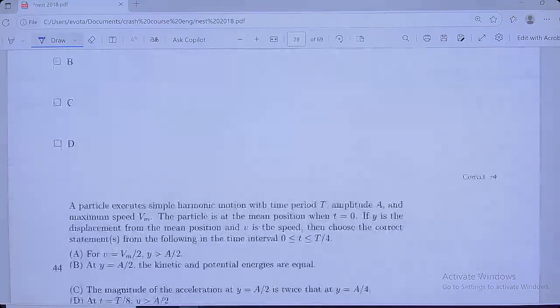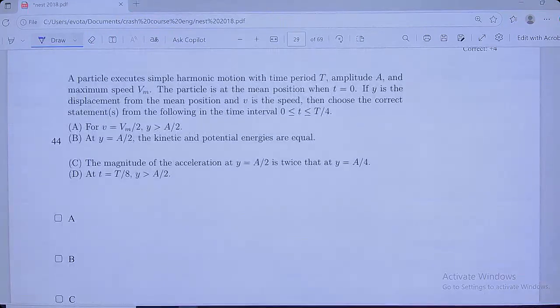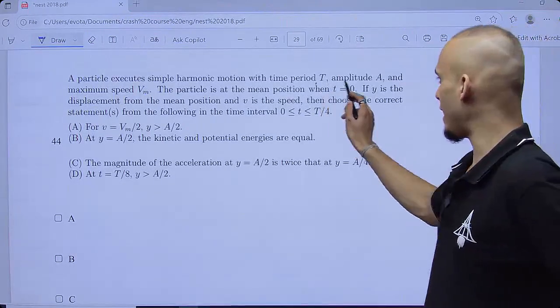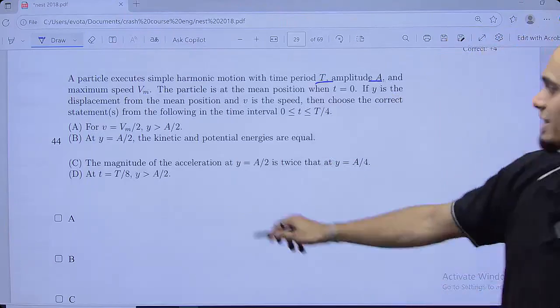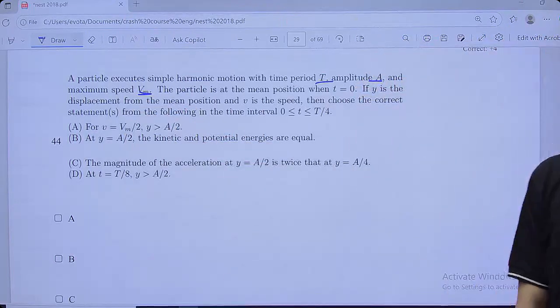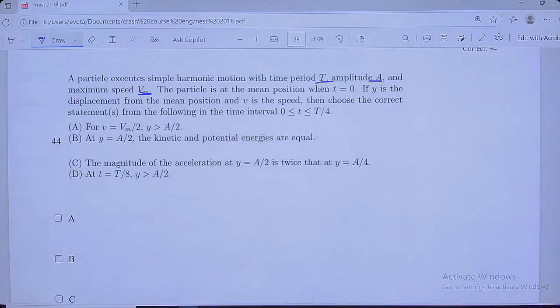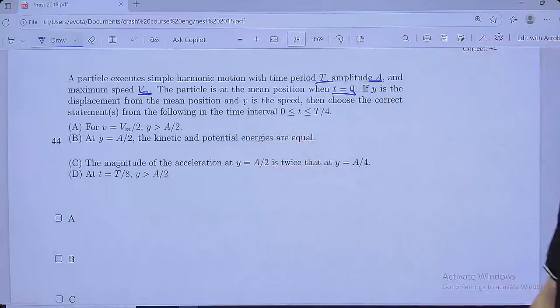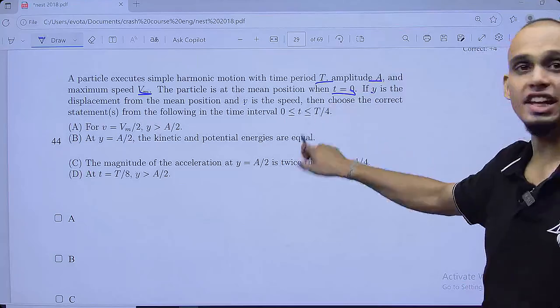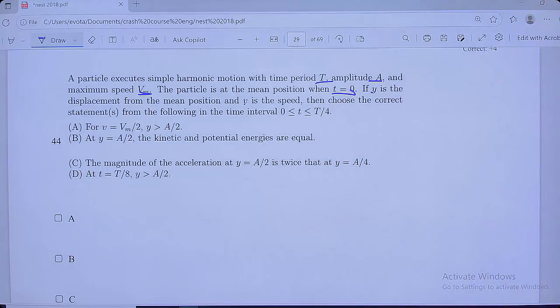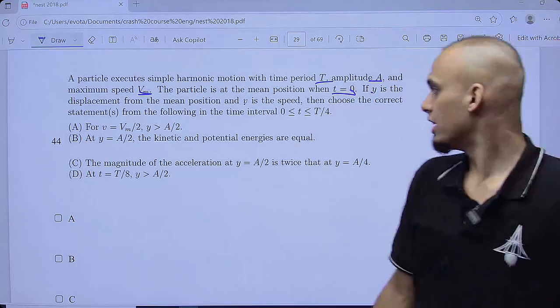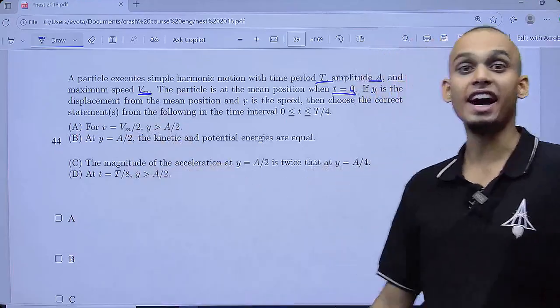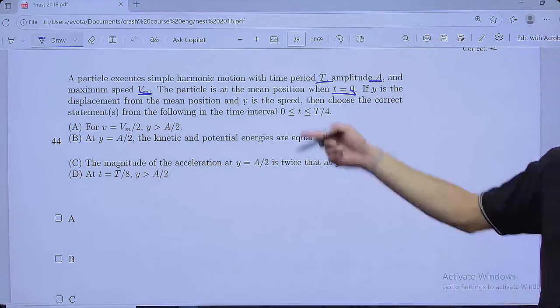Let's take a look at the next one. In this question, we have again a simple harmonic motion. Time period and amplitude is given to us. Maximum speed is also given to us. And they said that the particle is at mean position at t equal to 0. At displacement y, the velocity is v. Then for some time t, which is less than 1/4 of the total time period, we need to check the correct answers. If the velocity v is at half the maximum velocity, then we need to calculate the value of y.